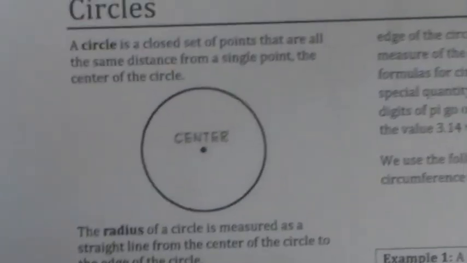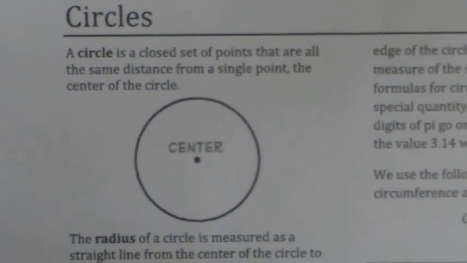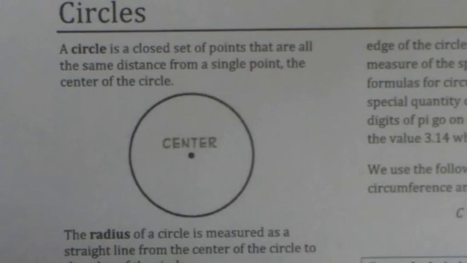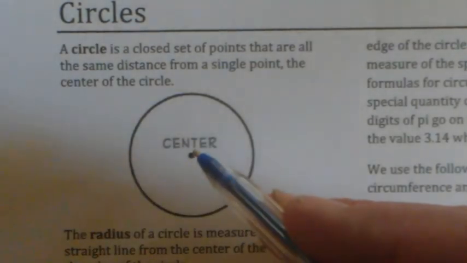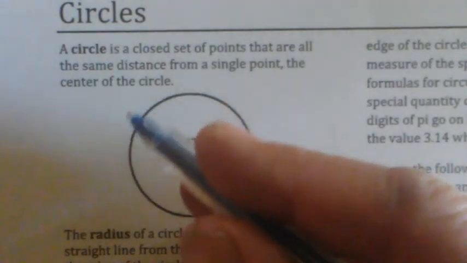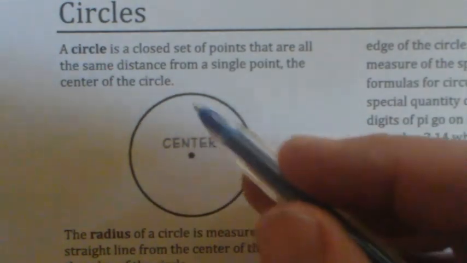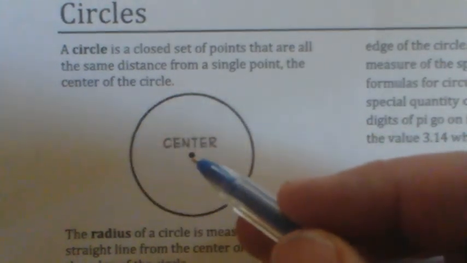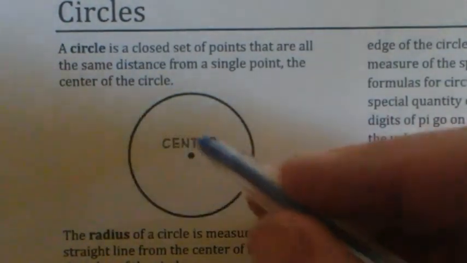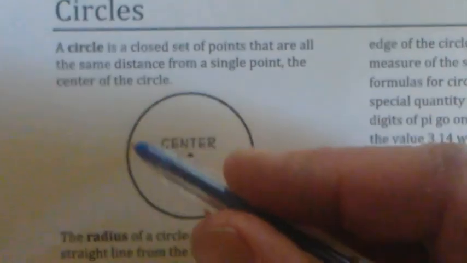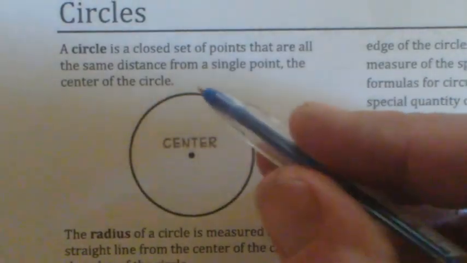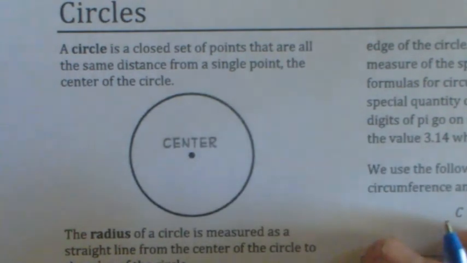Circles. We've talked about quadrilaterals. We've talked about triangles. Today we're talking about circles. Circles have a point in the middle, and all the other points that form the circle are the same distance from that middle point. So if you take a point and find all the points that are the same distance from that point, it makes a circle.